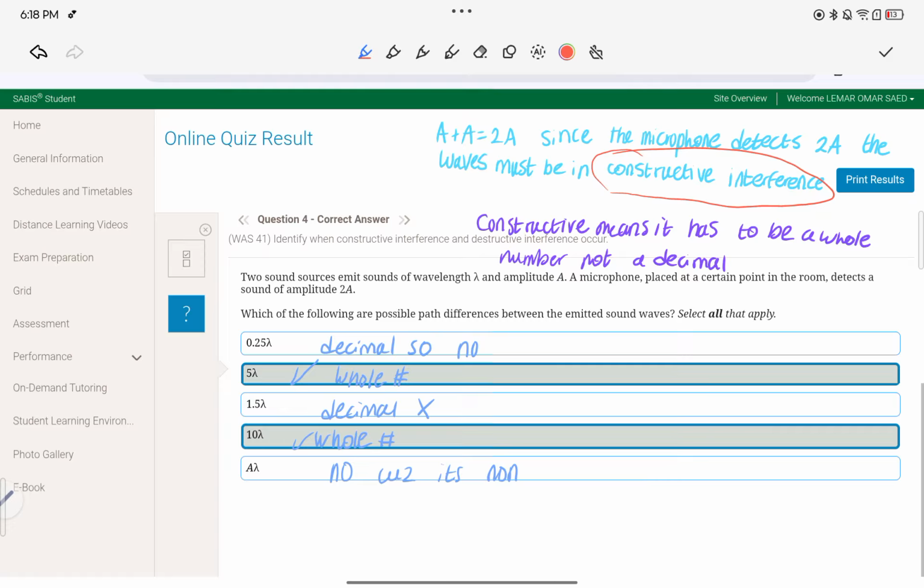Now constructive, you cannot have a decimal. So right away we remove the decimal options, 1 and 2. We have this one, this one, and this one. This is not a whole number, this is not a decimal, so surely no. So we choose those.